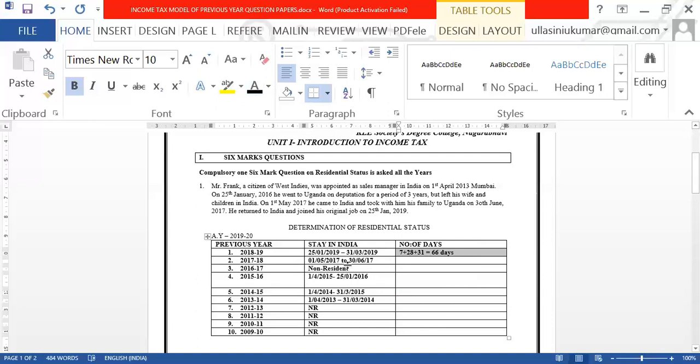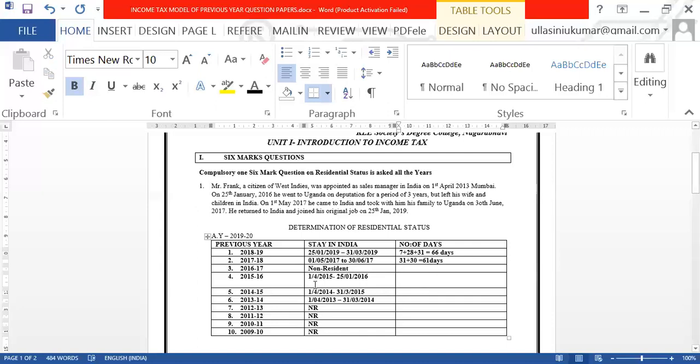Then in the year 17-18, he has stayed from May to June. That is the entire month of May and June. So in the month of May, we have got 31 days. In the month of June, we have got 30 days. So 31 plus 30 will be 61 days. So in 16-17, he has not stayed in India at all, right?